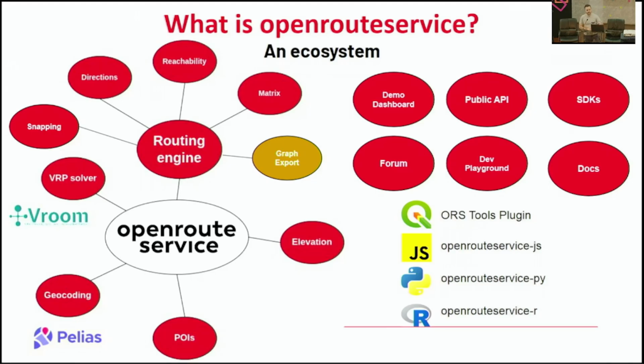What you're seeing here is our public API. That is the thing we are offering for free to the world. It has the OSM Planet file behind it. And to accommodate this offer, we have a demo dashboard where you can basically try out everything. We have a public API, as I said. We have many SDKs. We have a user forum where you can ask and communicate with people and users. We have a developer playground and huge and vast amounts of documentation. As well, we have an ORS tools plugin for QGIS. We have a JavaScript, Python, and R package.